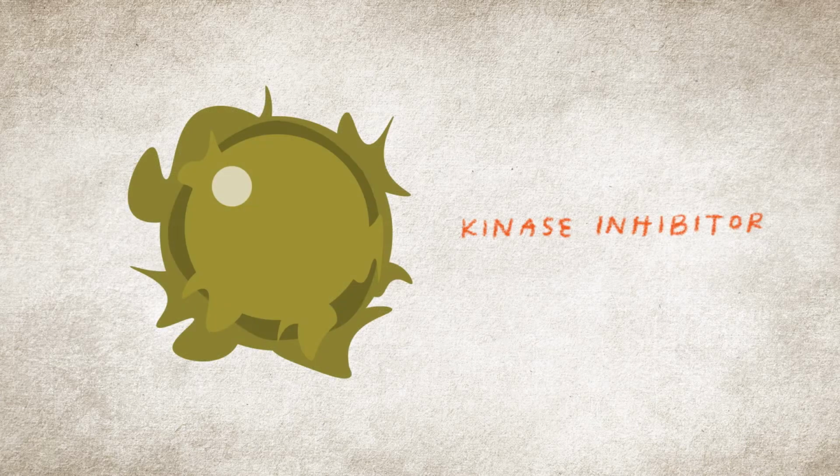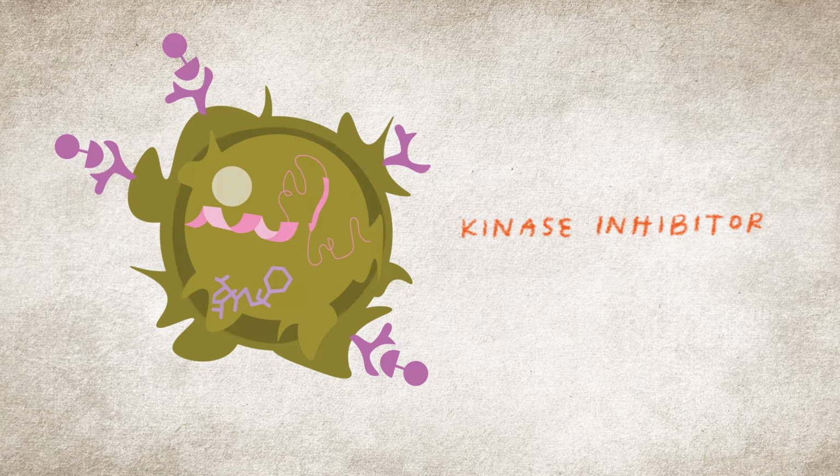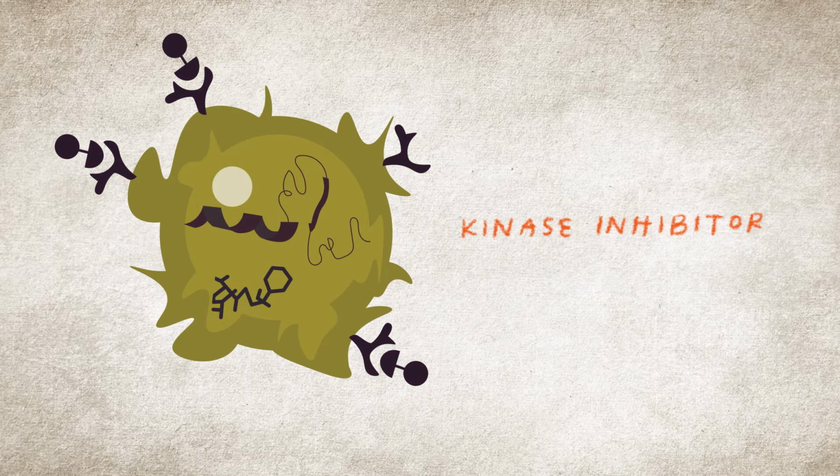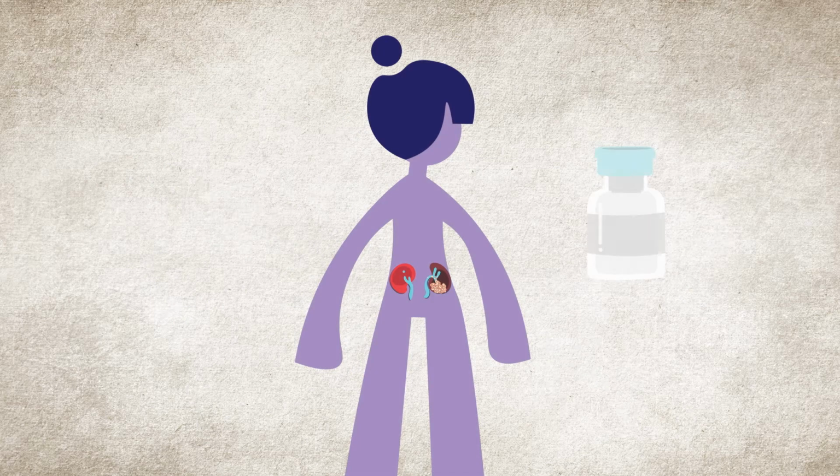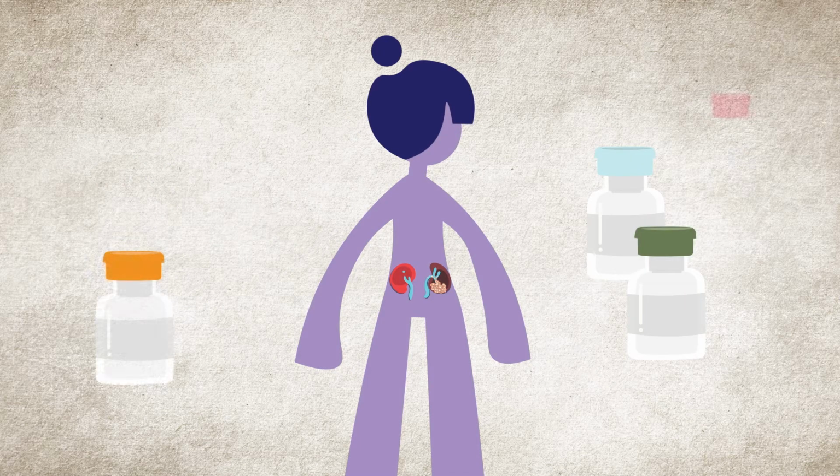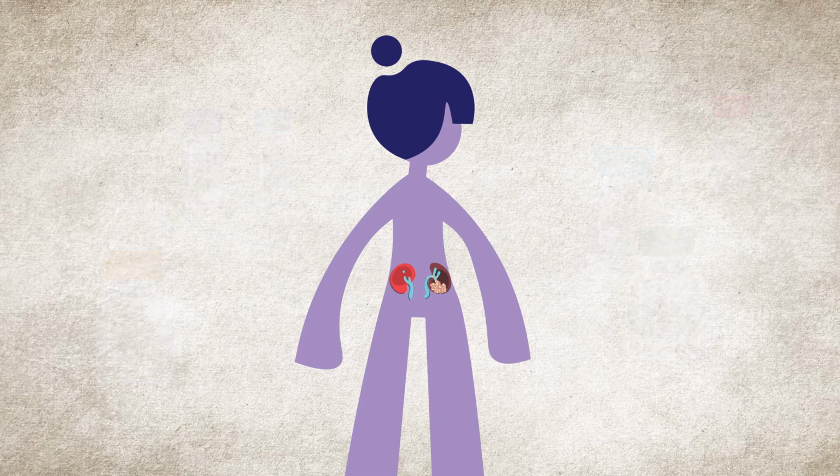Kinase inhibitor drugs attack proteins inside or on the surface of cancer cells to stop them from growing and dividing. Targeted therapy drugs can be used alone or with other types of cancer-fighting drugs, depending on the type of kidney cancer and how serious it is.